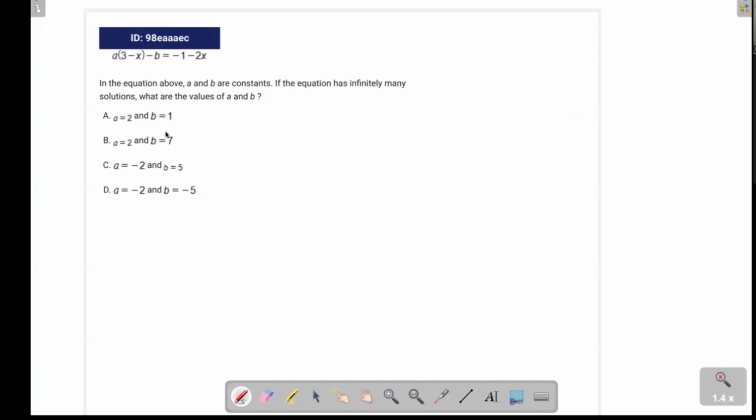This means for every value of x, these two lines, since these are both lines, must have the same equation and overlap. So what we're first going to do is distribute everything. The main thing we have to distribute is a to the 3 and to the negative x. So let's do that right now. You'll have 3a minus ax minus b. So this is one line after it's fully distributed, and that's going to be equal to -1 minus 2x.